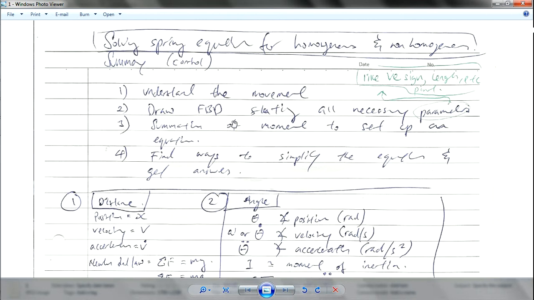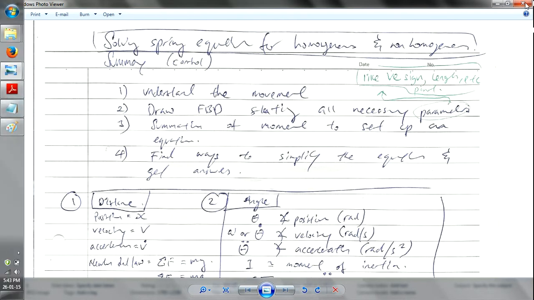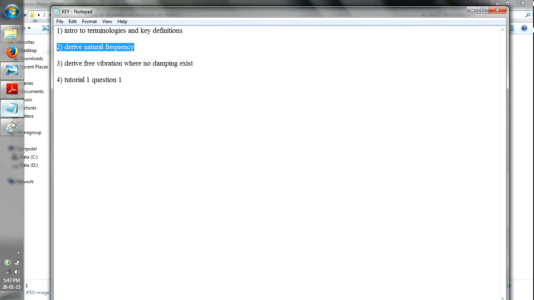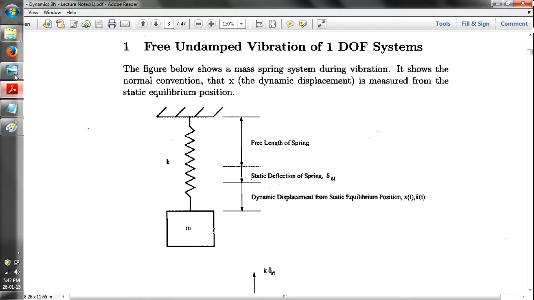Apparently, this one step is one of the biggest problems, because once you set up the equation, you have to linearize it and make it easier to derive whatever you want.